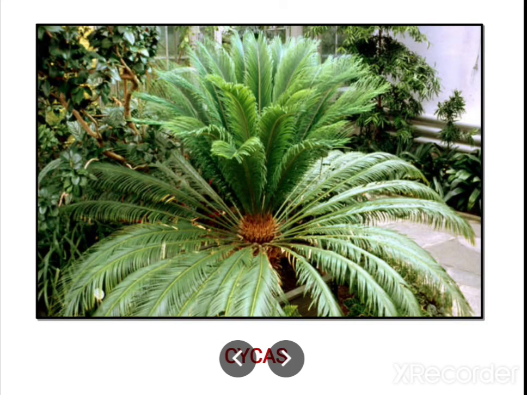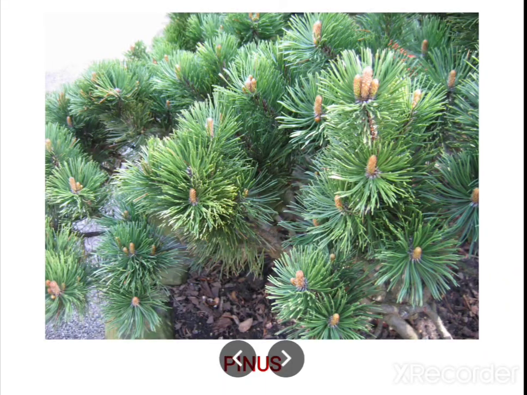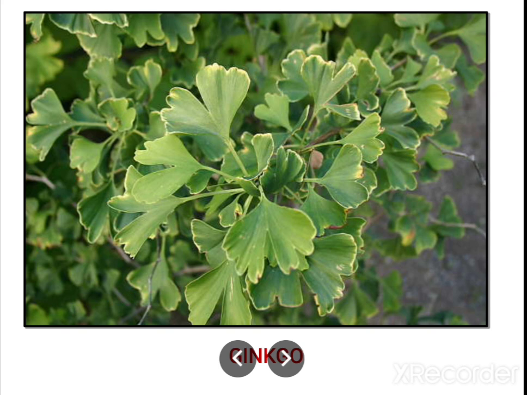So this is cycas. This is Pinus, we must have observed. This is Ginkgo. All are photographs, children.